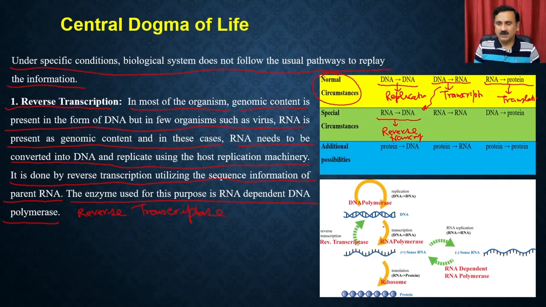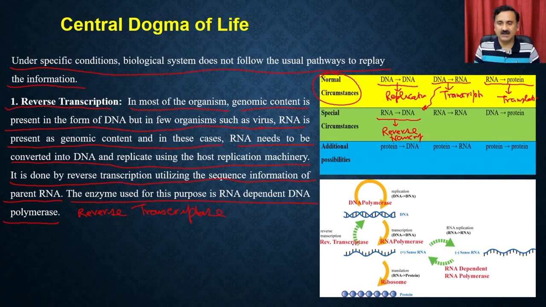So this is what is shown here, right? You can have the normal circumstances where the DNA is going to be synthesized from the DNA, and it is going to give you that by replication. Then the DNA is going to give you the RNA by the process of transcription, and then the RNA is going to give you the protein, which is called translation.